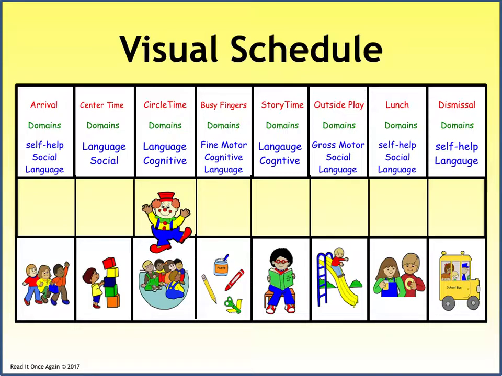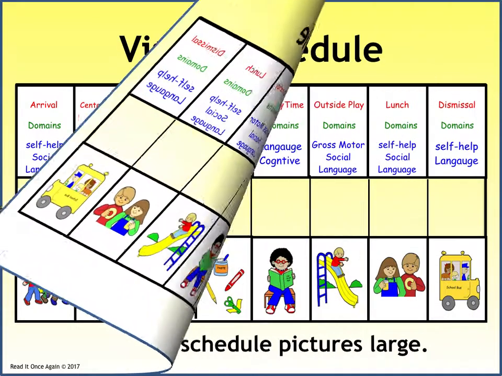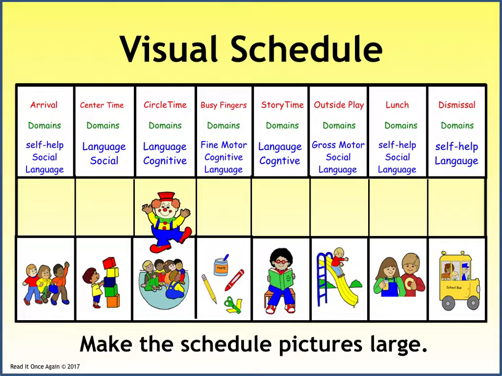The visual schedule helps to ensure a consistent and predictable routine in your classroom. The schedule is designed to be displayed horizontally with pictures at the children's eye level. The pictures should be large and easily seen from across the room. You may use Velcro to switch pictures as needed to accommodate changes in your regular schedule.